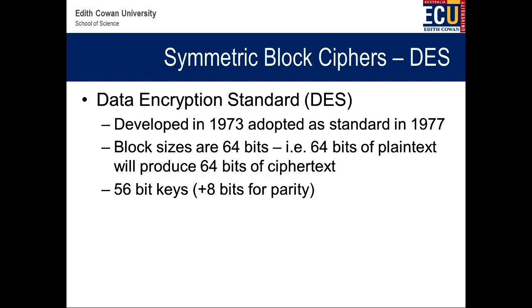So, let us discuss what DES, or Data Encryption Standard, was. It was developed in 1973 and it was adopted as a standard in 1977. It takes block sizes of 64 bits of plain text, and that produces 64 bits of ciphertext. And when we talk about the key, the key size here was 64 bits, out of which 56 bits were the effective key length, and the 8 bits were used as parity bits.